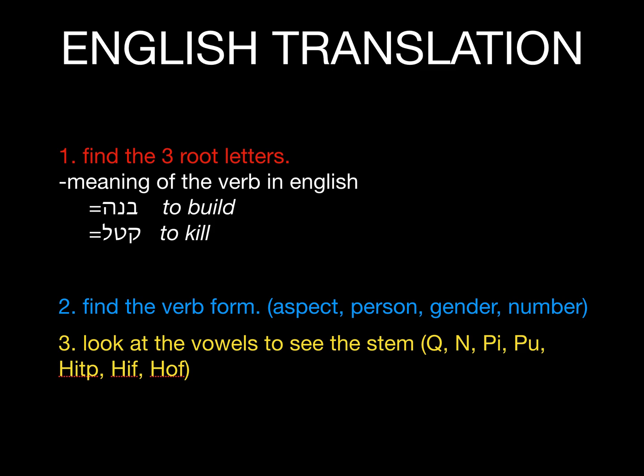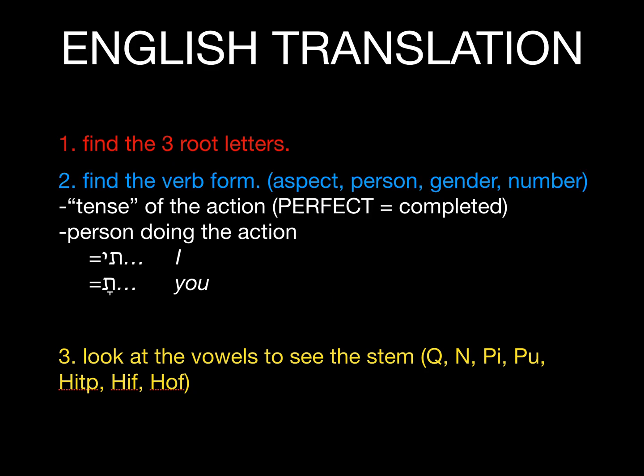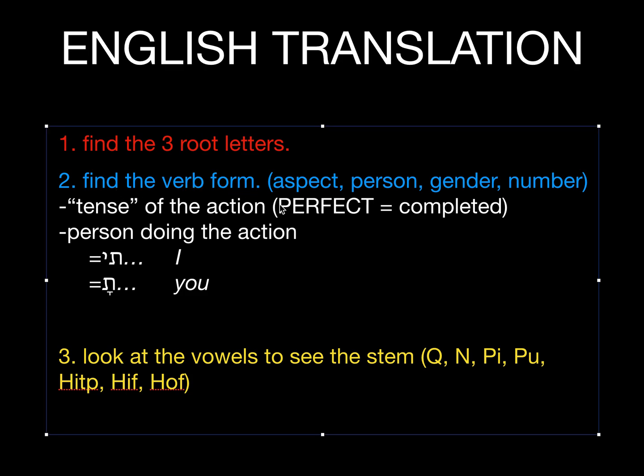So here are the steps of translating. Find the three root letters. For example, bana would be to build. Katal would be to kill. Step number 2, find the verb form for the imperfect, and it's an incompleted action. So this is going to be future.